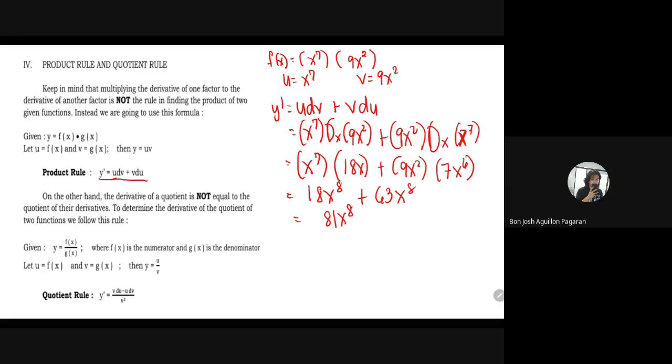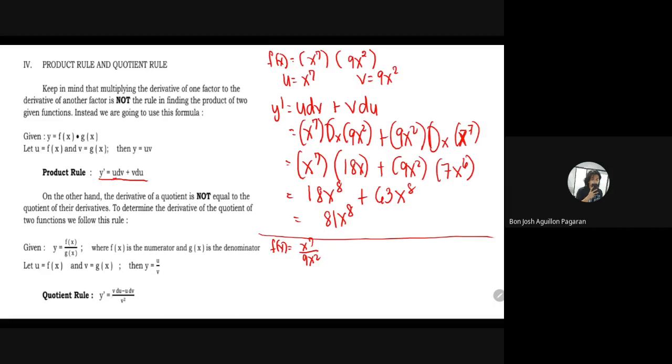Okay? Now, for the quotient rule, we have there the derivative of a quotient is not equal to the quotient of their derivatives. To determine the derivative of the quotient of two functions, we follow this rule. So same thing, we have two functions, u and v. Tapos nun, you have to get the derivative. Example, no, f of x is equal to x to the 7 over 9x squared. So, minsan tinatawag to na low d high minus high d low over low squared.